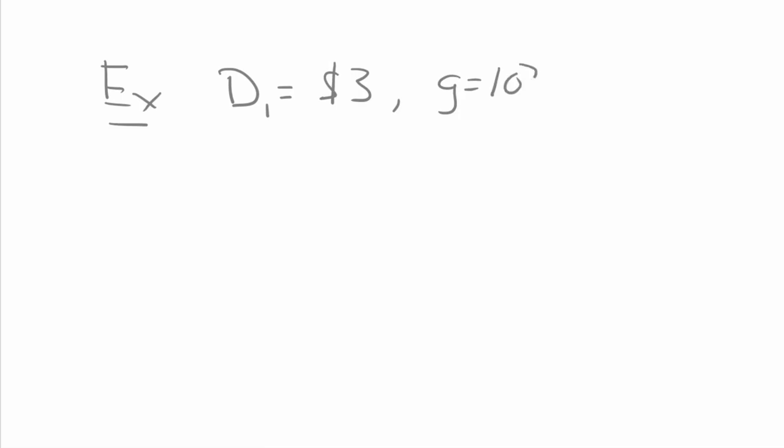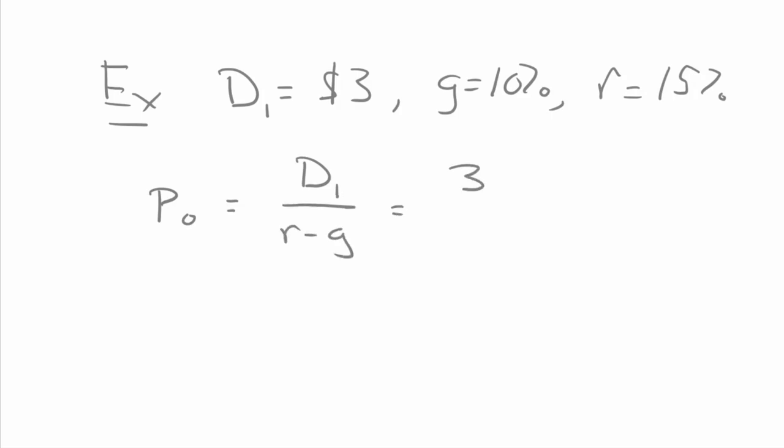We'll do a quick example. So assume the dividends per share are expected to be $3 next year, after which they will grow at a growth rate of 10%, and the discount rate is 15%. The price is D1 over r minus g, or 3 over 0.15 minus 0.10, or $60. That's the price per share if $3 is the dividend per share.